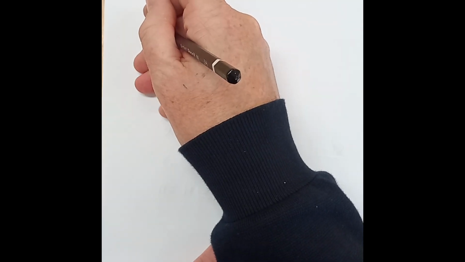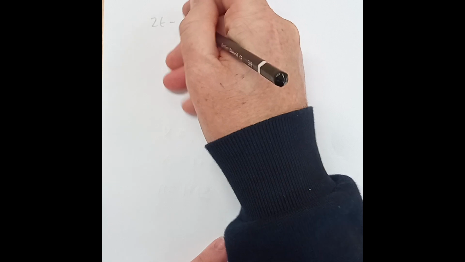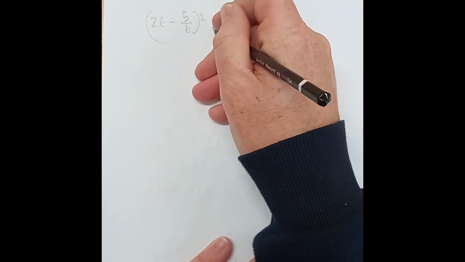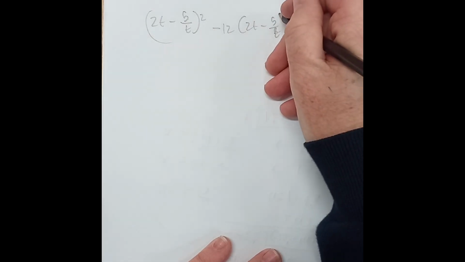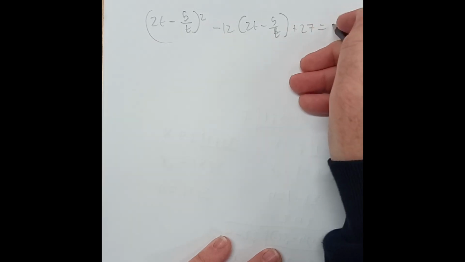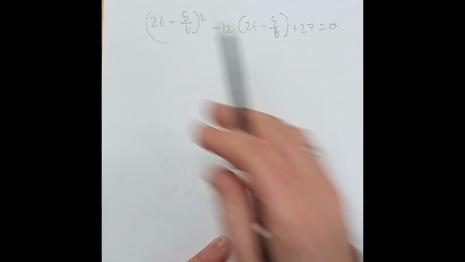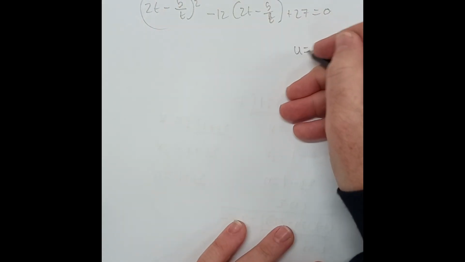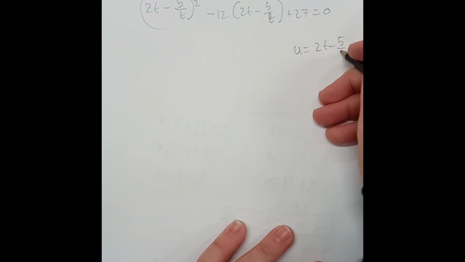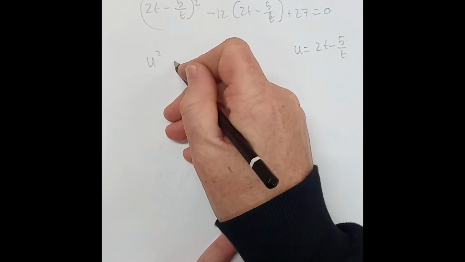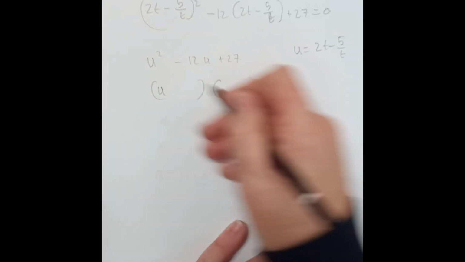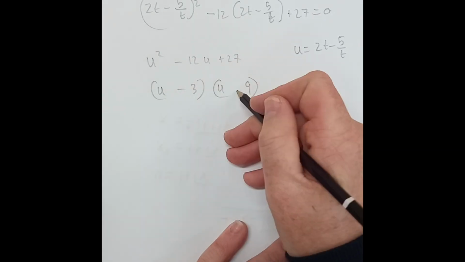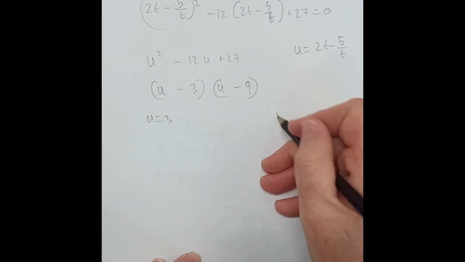We'll try another one. What about this one? (2t minus 5 over t) squared minus 12 times (2t minus 5 over t) plus 27 equals 0. So again, this is a very awkward looking sum, so it would be easier if we just let u equal 2t minus 5 over t, and then substitute u in here: u squared minus 12u plus 27. Factorize this. A 9 and a 3, a negative and a negative, so u is 3 and u is 9.